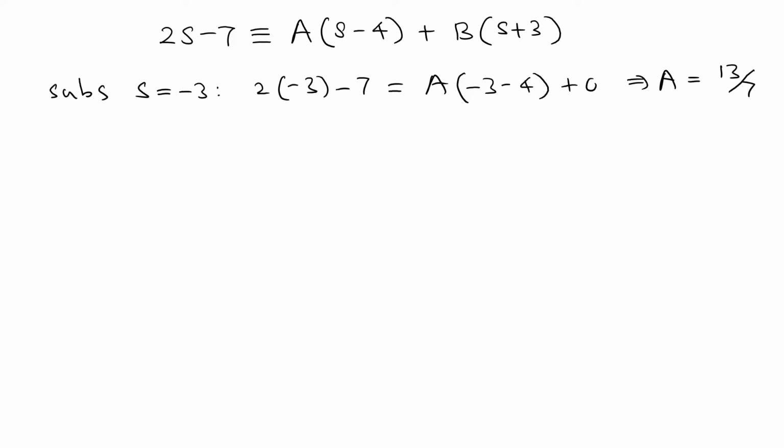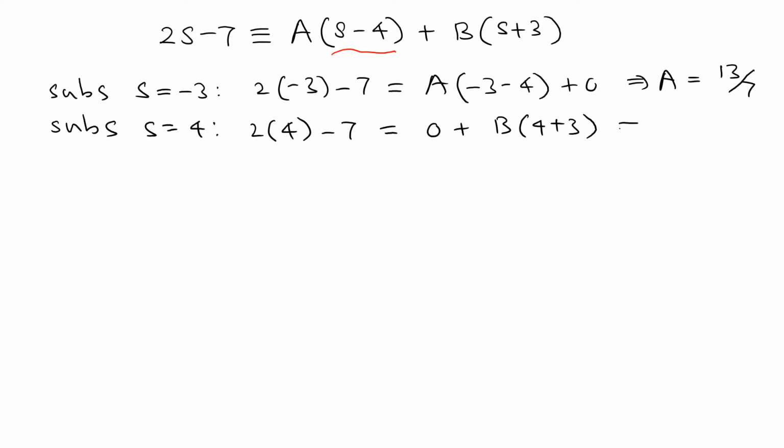Similarly, to find B, we're going to make the first term 0. To make the first term 0, you can use s equal 4. So substitute s equal 4. When you do that, you get 2 times 4 minus 7 equal to, first term is 0, the second term gives you B times 4 plus 3, and that gives you the value of B, which is 1 over 7.